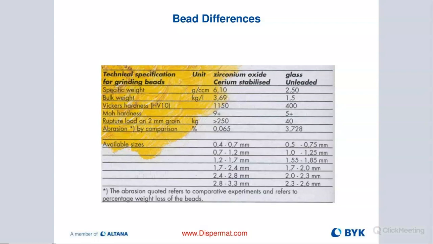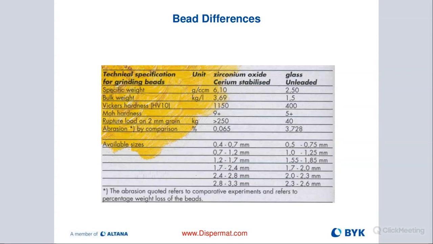So very important when we are milling, we want to use high quality zirconium oxide beads. They're much heavier, much harder than, for example, glass. You can see right here, specific weight is 6.1 versus 2.5. So kinetic energy is much higher. Also, the Vickers hardness is much higher on a zirconium oxide bead versus on a glass bead. So always go with higher quality beads. You will have much better results.